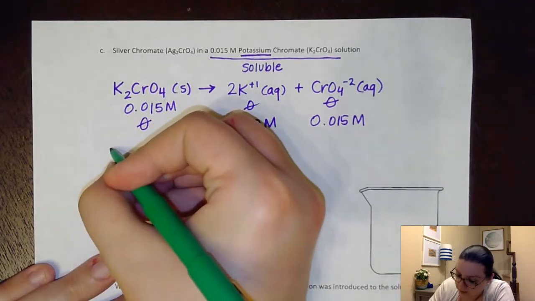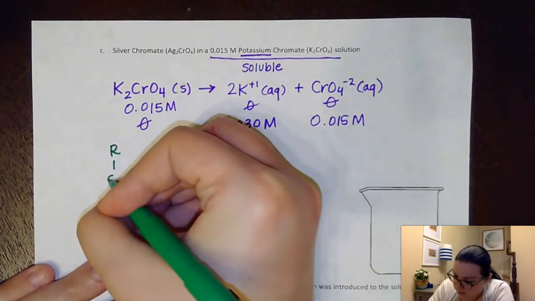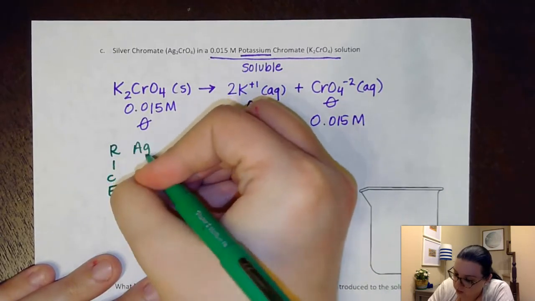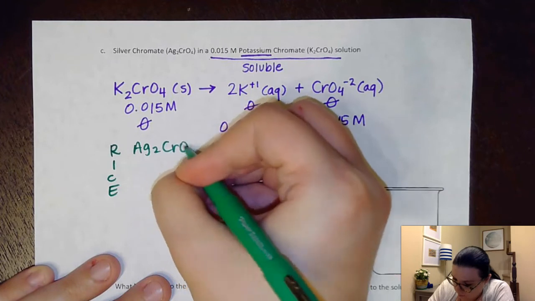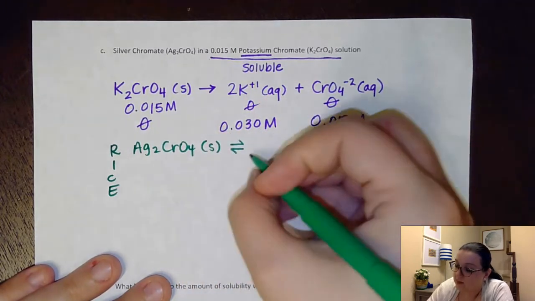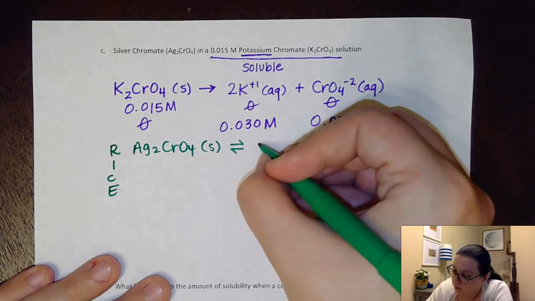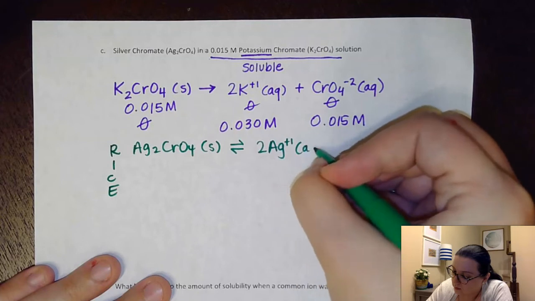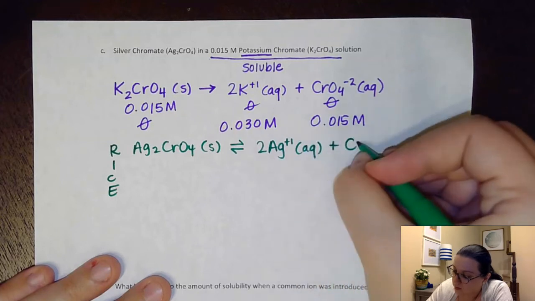Okay, so then, again, I have this with silver chromate. And I know silver chromate is weak, so I know I'm going to have a rise table involved for this sucker. Okay, so I'm going to have my Ag2CrO4, our 2-way arrow because it was insoluble. I'm going to have my 2 silvers and my chromate.